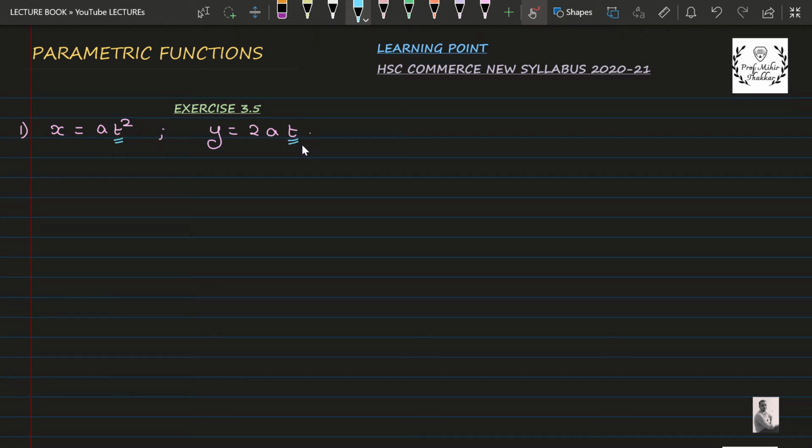So we have to differentiate x with respect to t, differentiate y with respect to t, and then we will divide both the derivatives so that we get our required value of dy by dx. Question is as usual to find dy by dx.